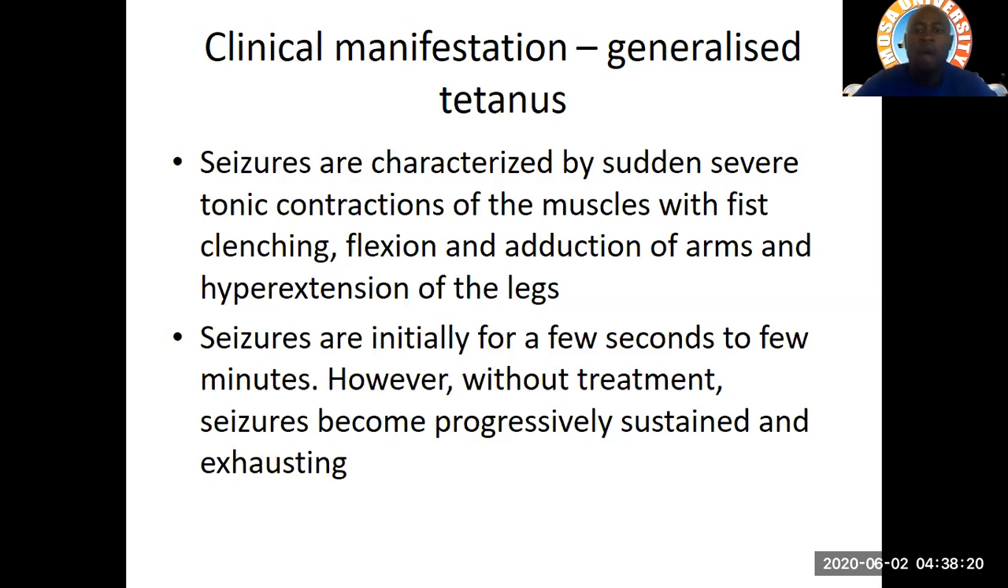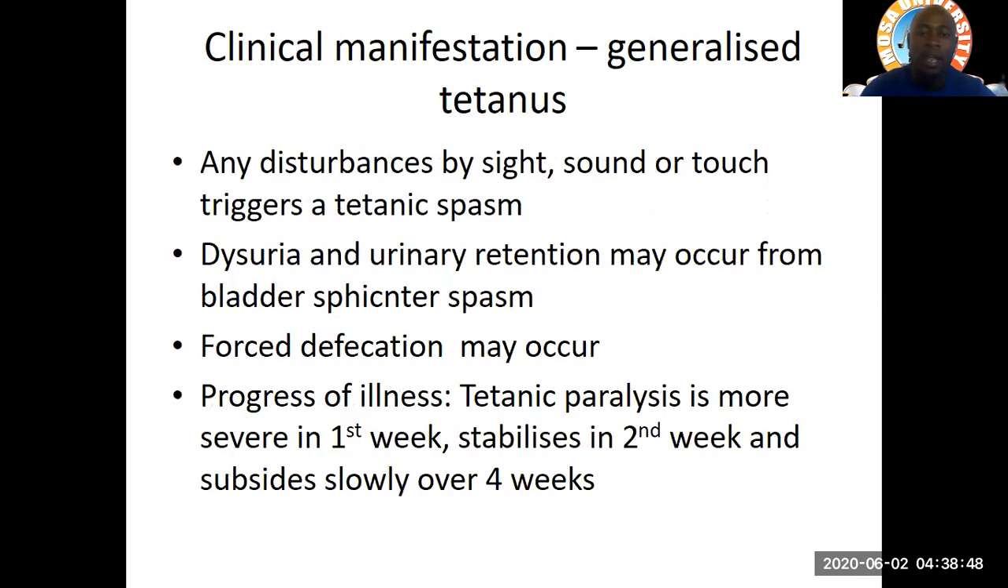So these seizures are characterized by severe tonic contractions of the muscles with teeth grinding, and also flexion and abduction of the arms and hyperextension of the legs. Sometimes these spasms, when they come, may last a few seconds, but sometimes they may go on for many minutes. Without treatment, these seizures progress, and they reach a state whereby they become exhausting.